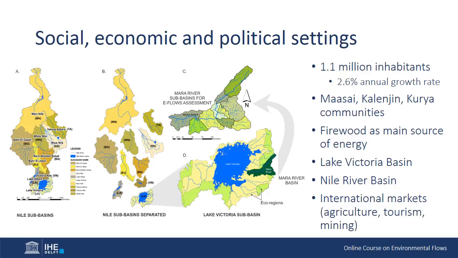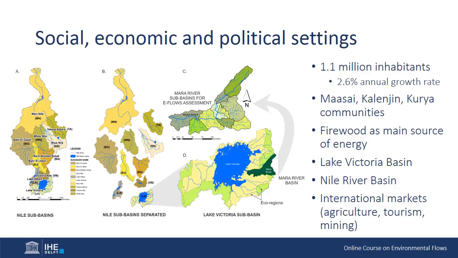To understand the social, economic, and political setting in the basin, we did a literature review using different sources of information, including news articles, reports from various organizations, population censuses, scientific articles, and GIS information available from global and local databases. As you can see on the map, the Mara River Basin is part of the Lake Victoria Basin, which is part of the larger Nile River Basin.